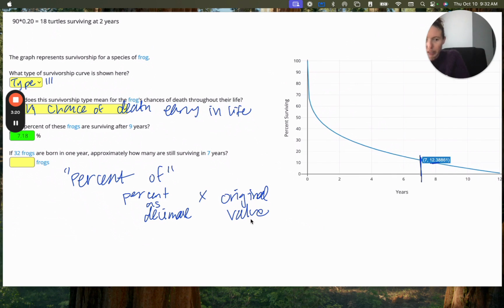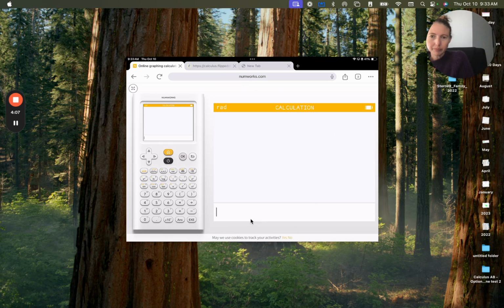So trying it with this one, 7 years, so I have that already showing up. We'll put 12.4% are surviving at 7 years. So we want to change that percent to a decimal, which you move over 2 times or divide by 100, which would give us 0.124, and then multiply that by the starting value, which was 32. So I'll just go ahead and answer on my calculator here. 32 times 0.124, and that answer is 3.968.